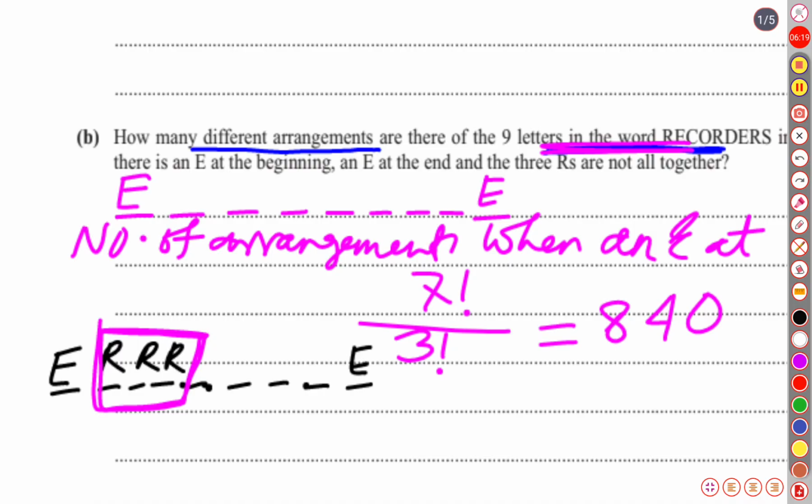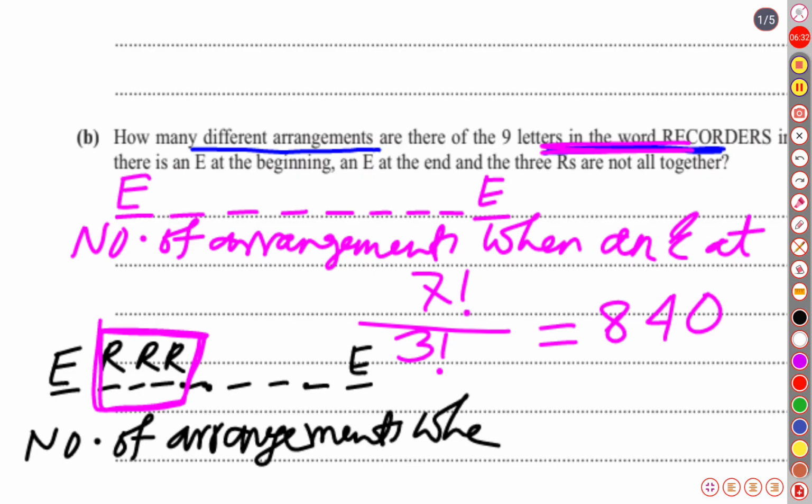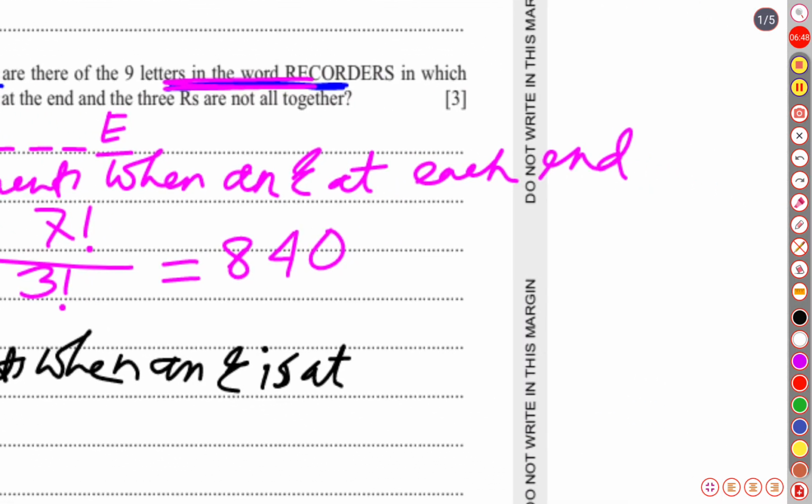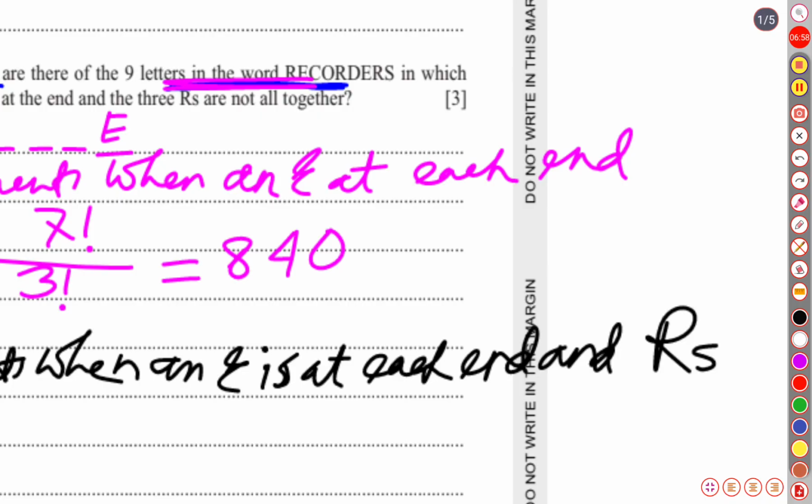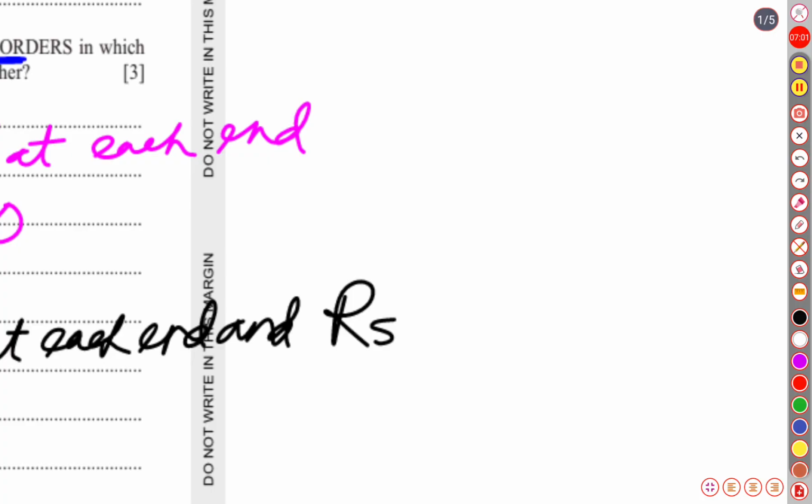If these R's are considered to be one unit, then how many arrangements can happen? So we will write here: number of arrangements when an E is at each end, at the same time all R's are together.